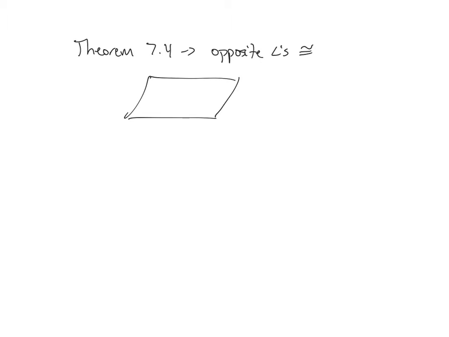So theorem 7.4 says opposite angles are congruent. Okay, so opposite sides congruent, opposite angles congruent.